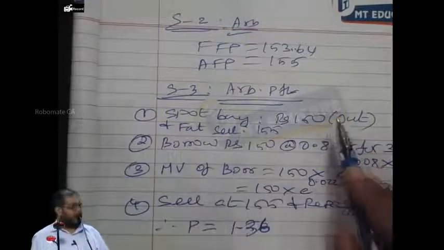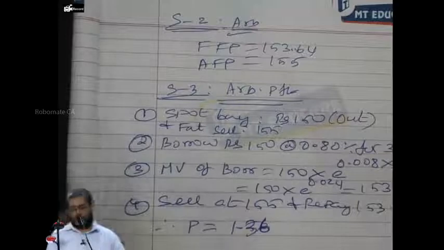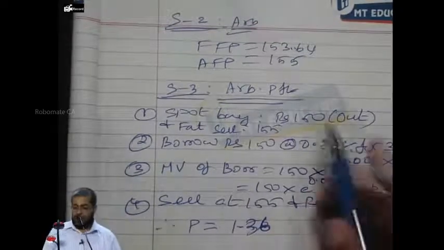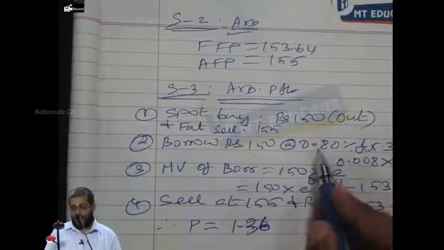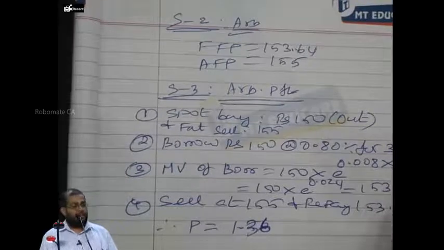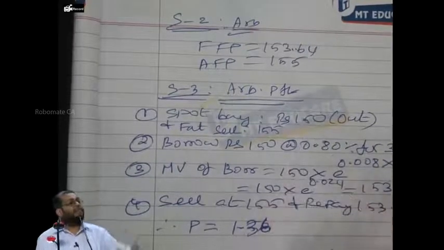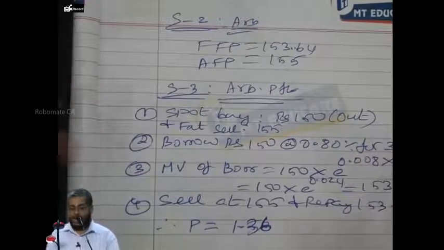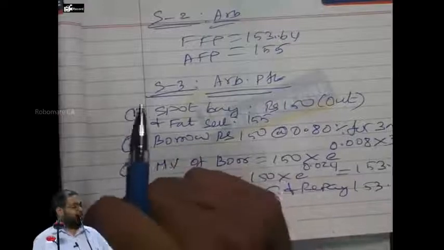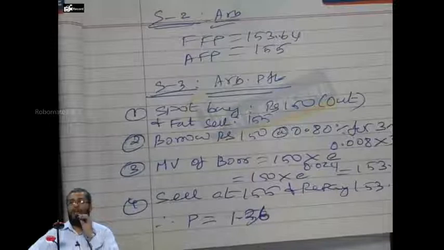So the strategy is: today I buy the Omega company share at how much? 150. Simultaneously enter into a futures sell at how much? 155. Everybody, yes or no? For this 150 I borrow at 0.8%. I have to repay 153.64. How to get that 153.64? By selling the share which I bought. I sell the share in the futures market, getting 155. So I enforce the futures contract and get 155. By selling the share, I book how much profit?